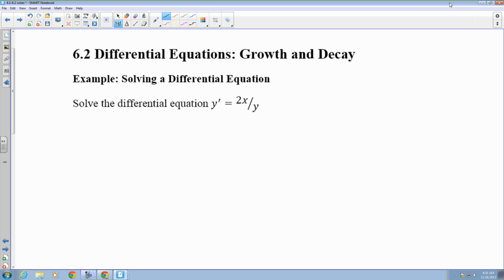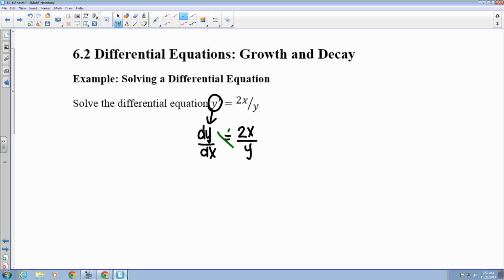We are in section 6.2, differential equations with growth and decay. So we need to solve the differential equation y prime equals 2x over y. The first thing to do when you're trying to solve a differential equation is turn the y prime into dy/dx, because what we're going to do now is something that we call separation of variables, and that's getting the y by the dy and that dx by the dx so that we can integrate. That's the only way to solve a differential equation.